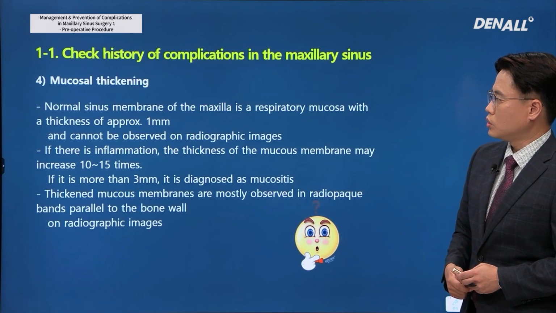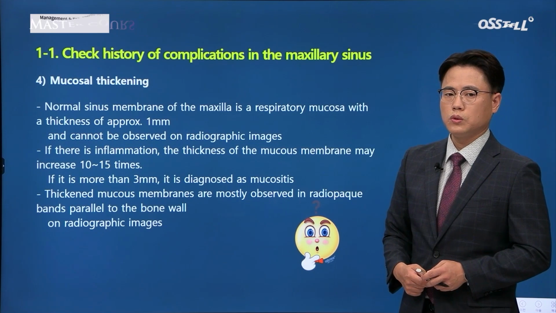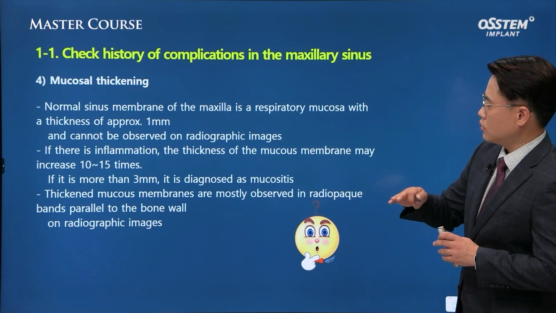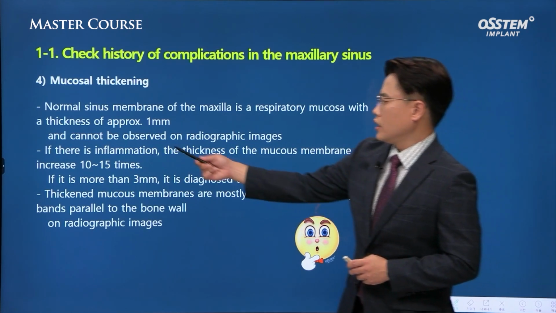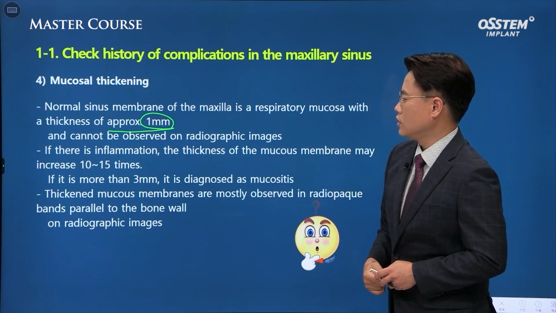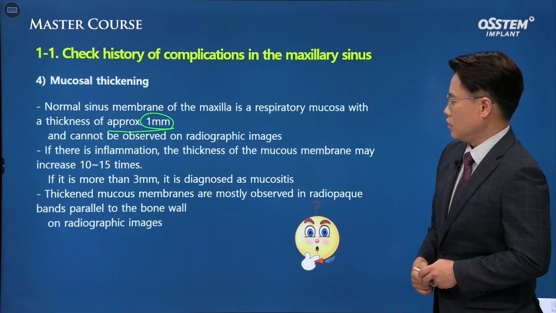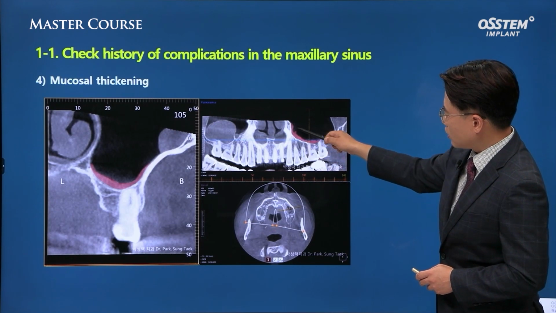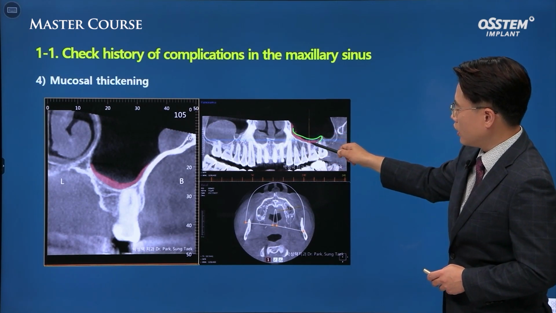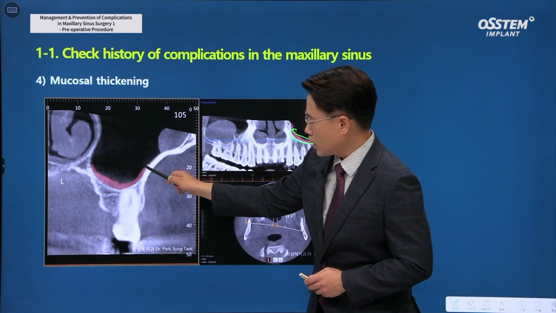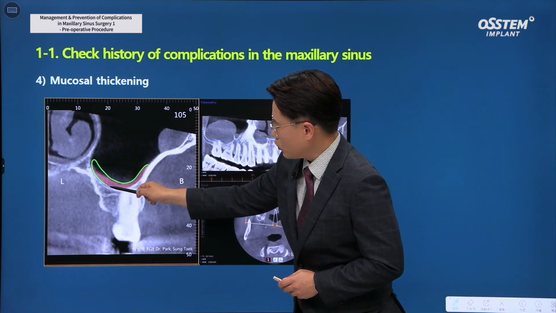Next is mucosal thickening. It refers to when a mucous membrane is thickened by about 1 millimeter or over. On CT and on panoramic image, you can see the mucous membrane that has become thickened. And on CT, you can see that it's been swollen.